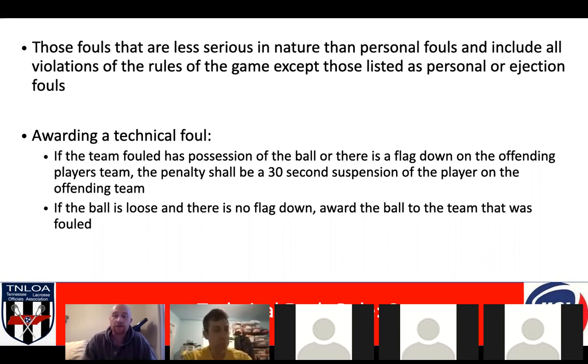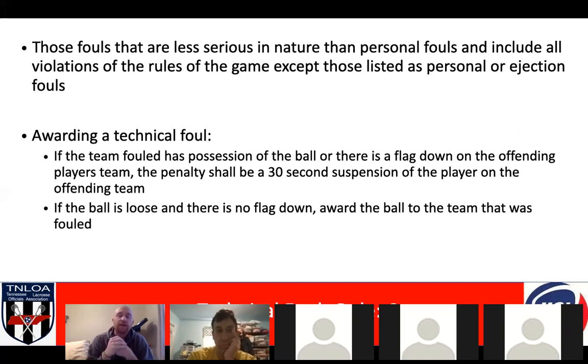Awarding a technical foul comes in 2 fashions. If the team has possession of the ball, or there is a flag down on the offending player's team, the penalty will be a 30-second suspension of the player on the offending team. A flag down can also be a loose ball. If the ball is loose and there is no flag down, you can award the ball to the team that's fouled. Unlike personal fouls, where it doesn't matter if the ball is possessed or loose, we're going to have a flag no matter what.